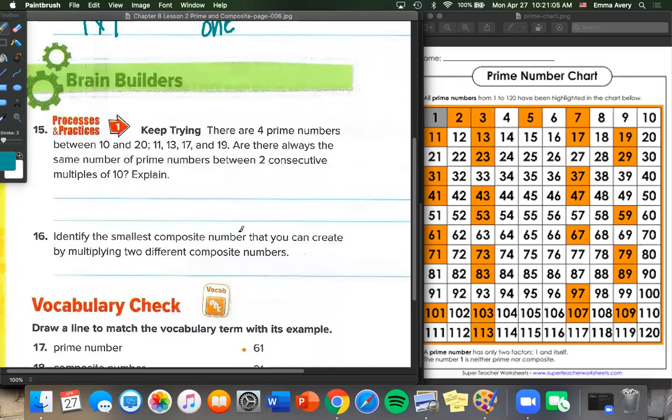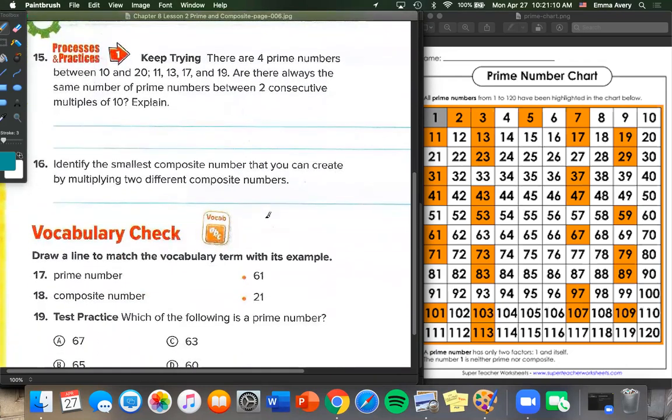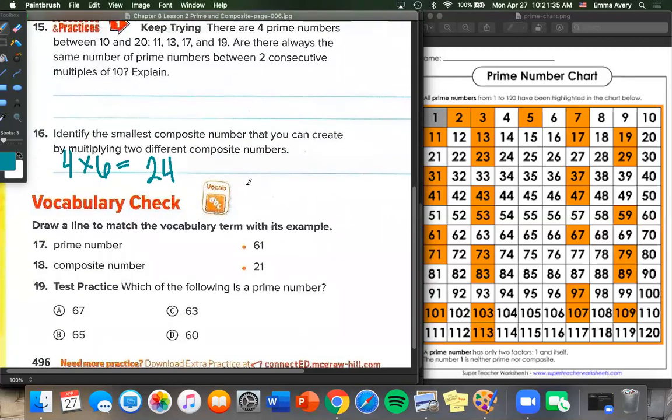Okay, and we're gonna skip 15 and let's go on to 16. Identify the smallest composite number you can create by multiplying 2 different composite numbers. So let's look at our chart over here. Our 2 smallest composite numbers are 4 and 6. So 4 times 6. So let's figure that out. Be 24. So that's the smallest composite number that we can make.